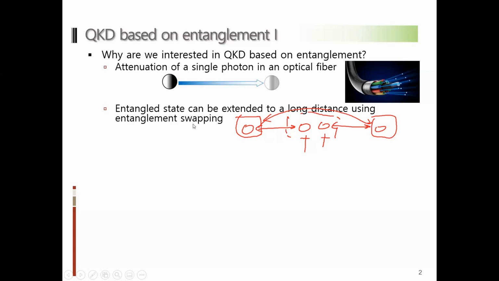By repeating this entanglement swapping, you can actually extend the entangled state to a very long distance. Even though the generation of the elementary entangled state also has a similar distance limitation, because of the entanglement swapping we can extend the global entangled state. The length of the overall entangled state can be extended as much as we want.